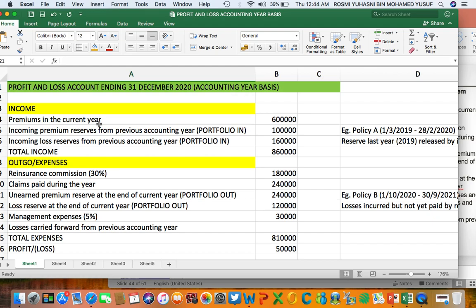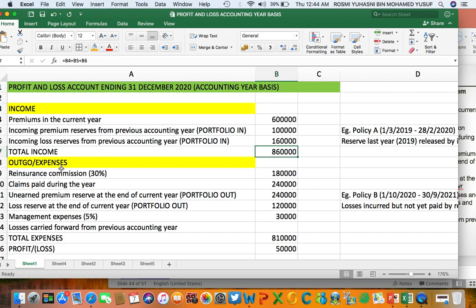Under accounting year basis, the items under income will be 3 items. Premium ceded in the current year, incoming premium reserve from previous accounting year, or you call it portfolio in. This is the amount which the reinsurer is getting from the previous reinsurer. And this is incoming loss reserve from previous accounting year, or portfolio in. This is also an amount carried forward from the previous reinsurer. You sum up all and you get the total income here.